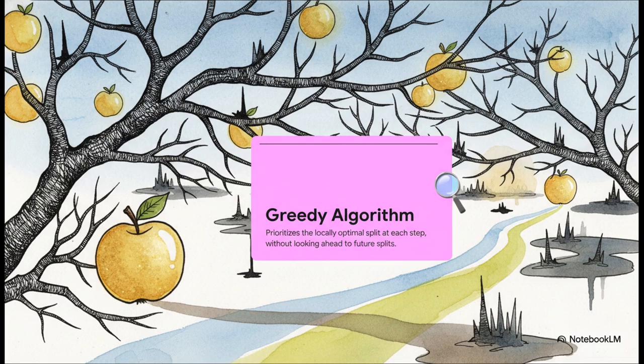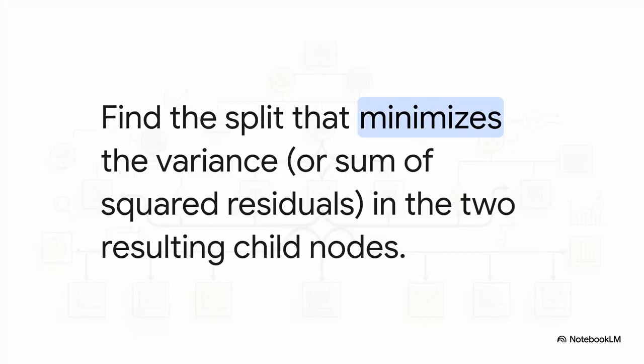It doesn't worry about whether a different, less obvious split now could actually lead to an even better tree later on down the line. So how does it define the best split? Well, the main goal is to make the two new groups as internally similar as possible. In regression, that means we're trying to minimize the variance.